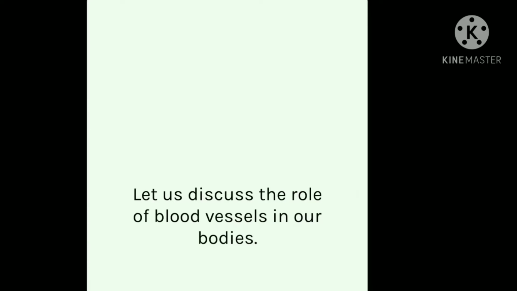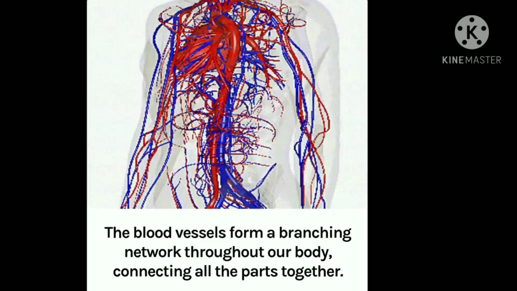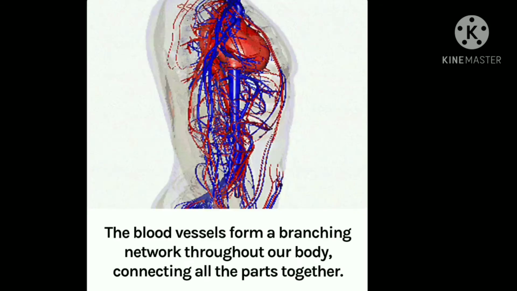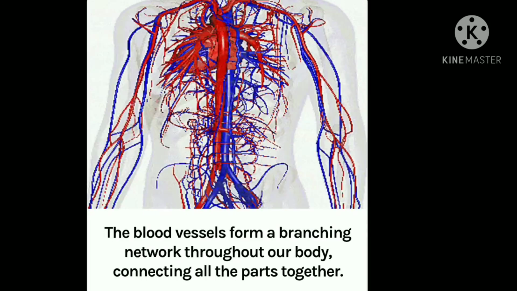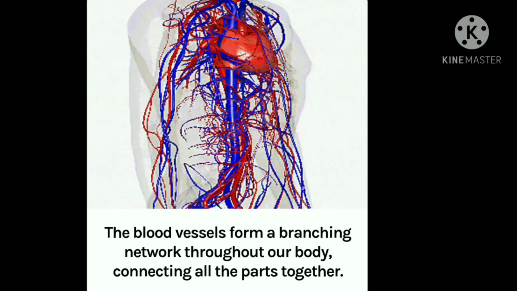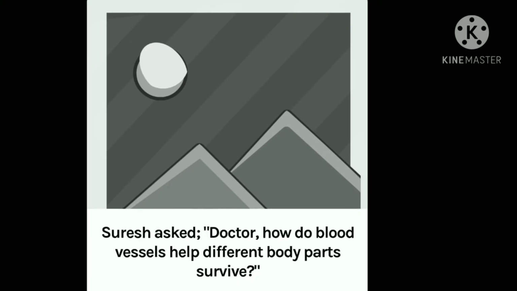So now let us discuss the role of the blood vessels in our bodies. The blood vessels form a branching network throughout our body, connecting all the parts together. Here you are able to see how all these blood vessels are connected. They are a very branched network. So many small veins as well as capillaries are there all over our body.